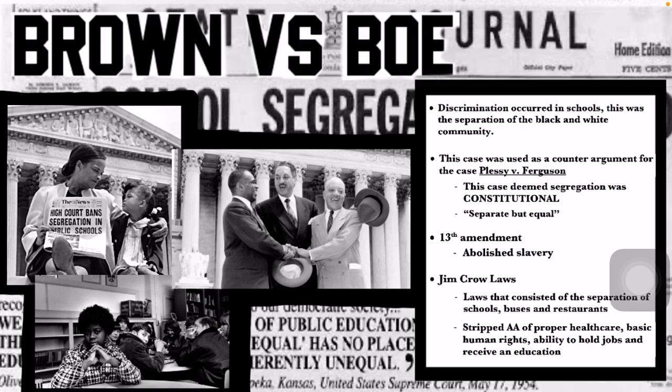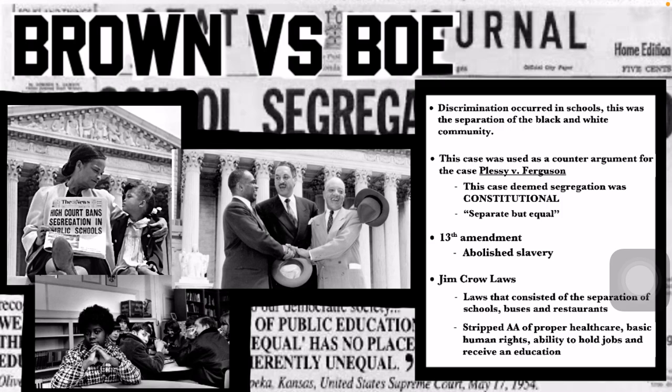Ferguson that segregated schools were constitutional, implementing the doctrine of separate but equal, only to display a lack of equality between the two groups. Plessy v. Ferguson consisted of laws known as Jim Crow laws that included separation between the Black and white community on buses, in schools, restaurants, any public service, and much more.